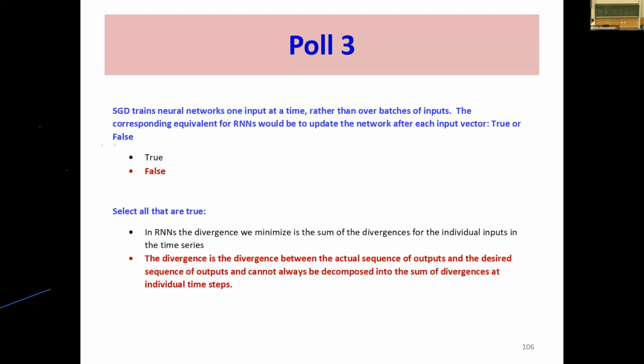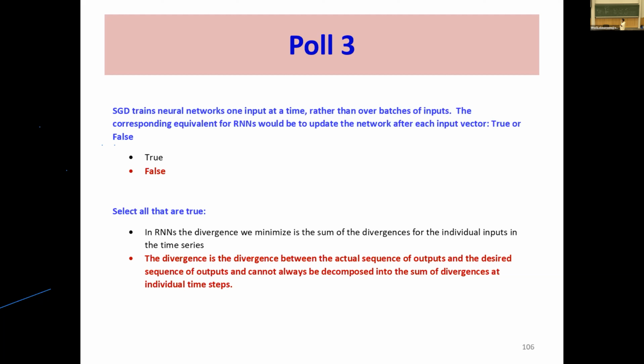Here you go, right? So if I were using stochastic gradient descent to train the network, it would be considering one time series at a time instead of batches of inputs. And the corresponding equivalent for recurrent neural networks is going to be to update the network after each vector or each time series. Each time series, you'd have to take the entire time series, analyze the derivatives for it, and then update the network, right?